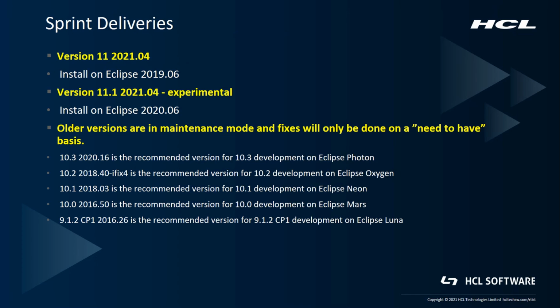The deliveries are another version of Artist 11 2020-04 that you use with Eclipse 2019-06. And then we also ship another version of 11.1 that you should install on Eclipse 2020-06. We didn't do any fixes on the older versions, so they are still the same versions as before.